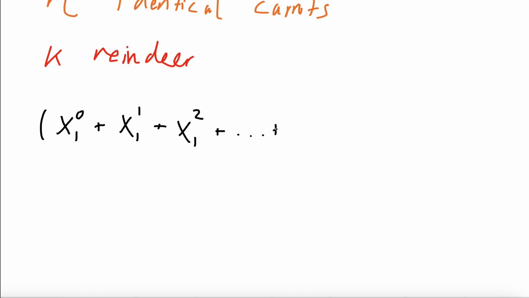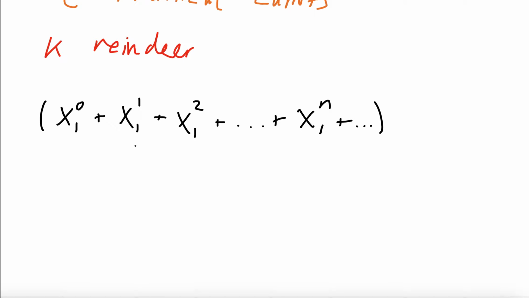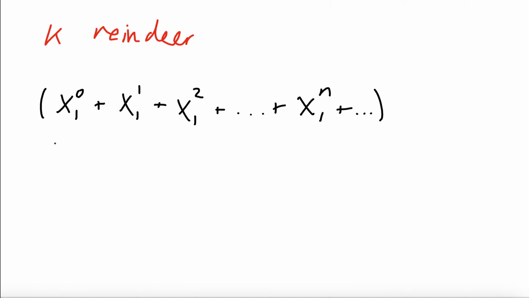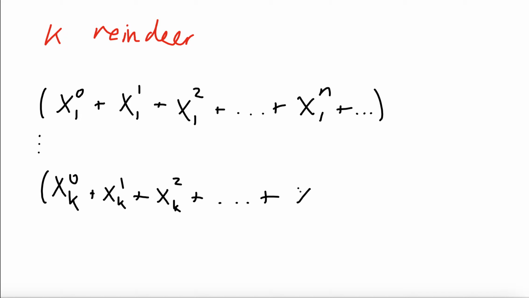So on and so forth, right? Adding that to x1 to the nth power, where essentially this means that reindeer 1 gets all n carrots. And then you can repeat this for every other reindeer. So x2, x3, all the way up to xk. So xk to the 0 plus xk to the 1 plus xk squared, plus so on and so forth, xk to the n. Where, of course, once again, this bottom situation means either reindeer k gets 0 carrots, 1 carrot, 2 carrots, or all n carrots.